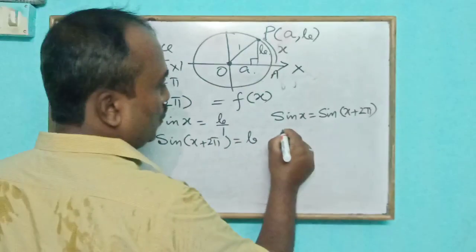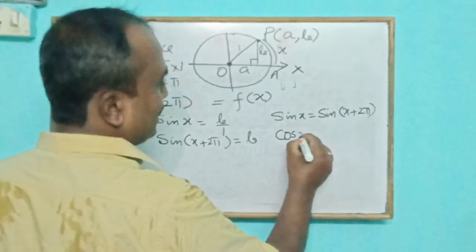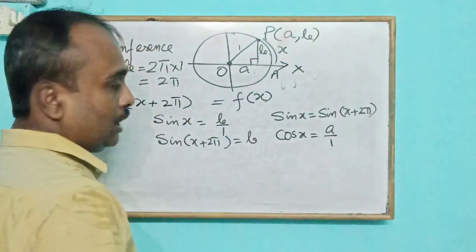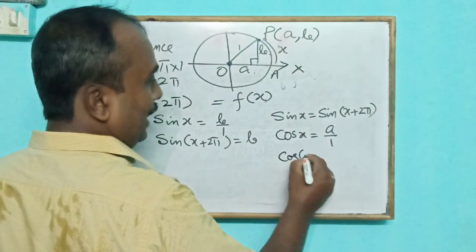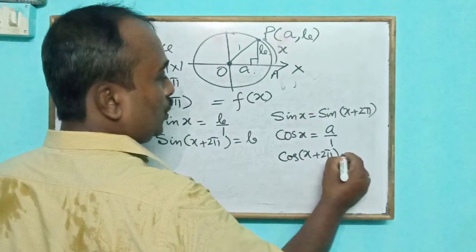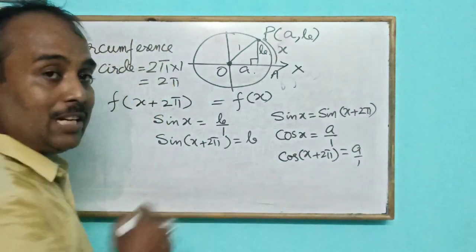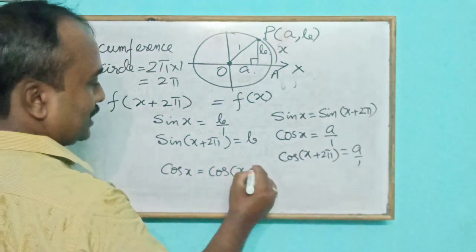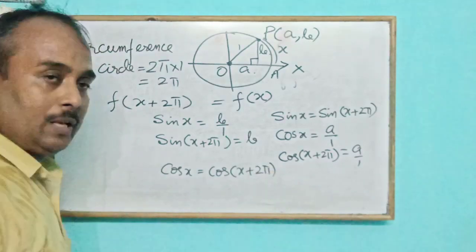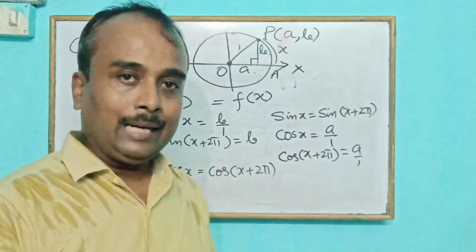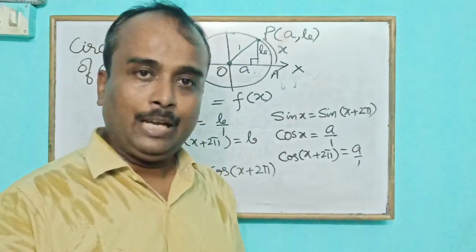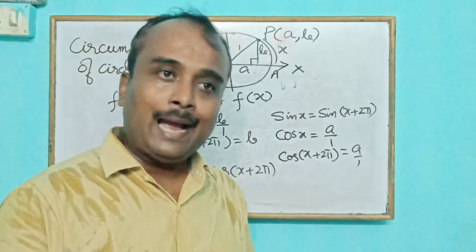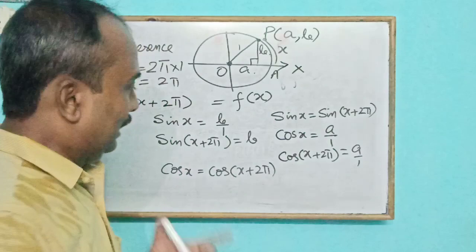Let us consider cos also. Cos x is a by 1, base by hypotenuse, and cos x plus 2 pi will be also a by 1. That shows that cos x is also equal to cos x plus 2 pi. Or in other words, we can say that whatever the value of sine x is, the same value we will get when we add 2 pi with x and get same thing.